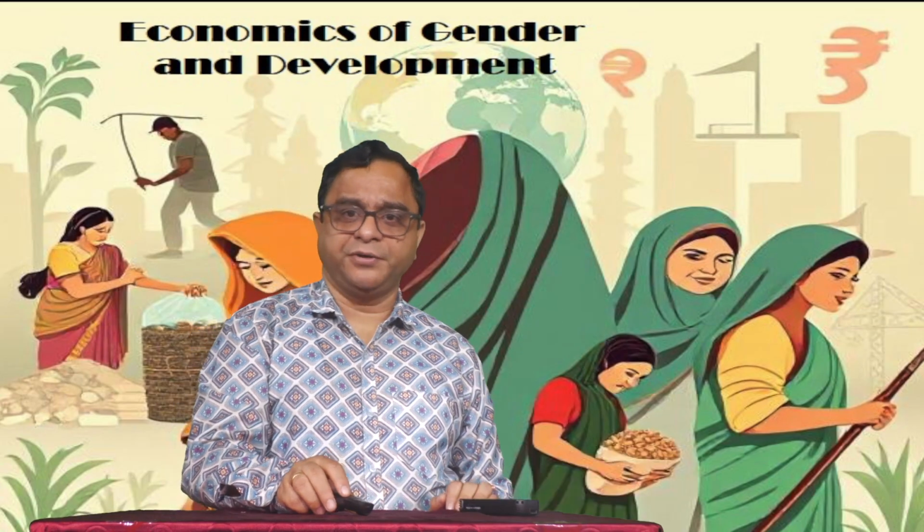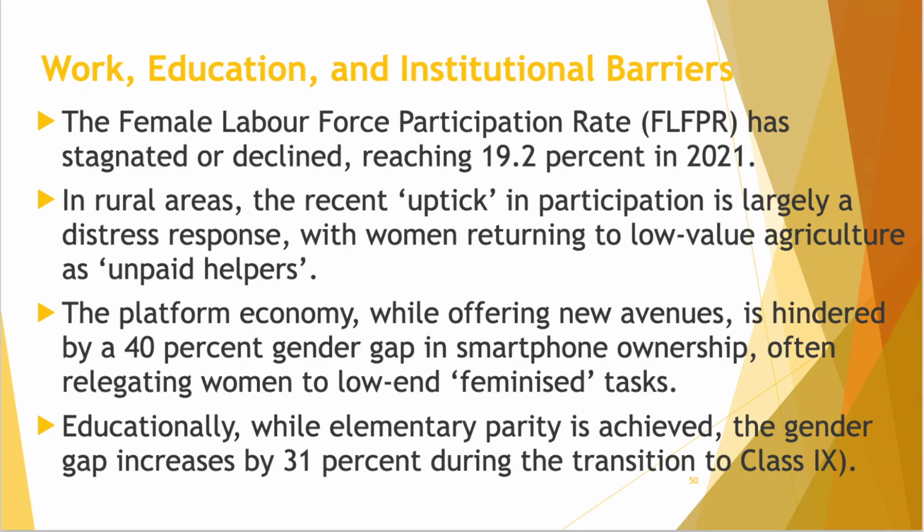And with regard to work, education, and institutional barriers, we see the female labor force participation rate has stagnated or declined, reaching 19.2% in 2021. This is for the national average. And in rural areas, the recent uptick in participation is largely a distress response, with women returning to low-value agriculture as unpaid helpers. These things we already discussed in other modules as well.